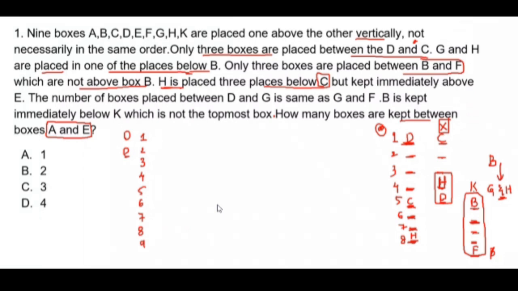How many boxes are there in between A and D? Now we'll take 2 possibilities here, everybody. First, I'll try to place D at the 1st place. We'll try D at the 1st place. If this is D, what do we have?